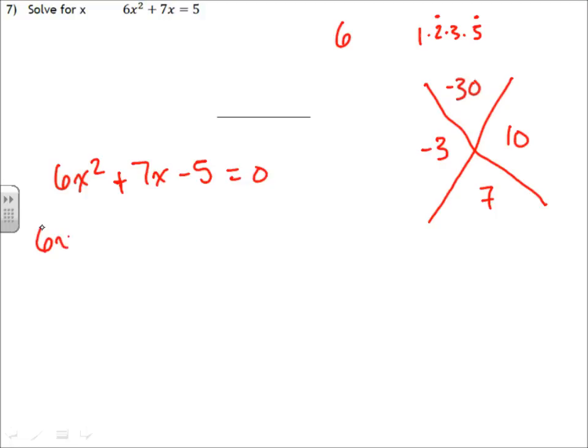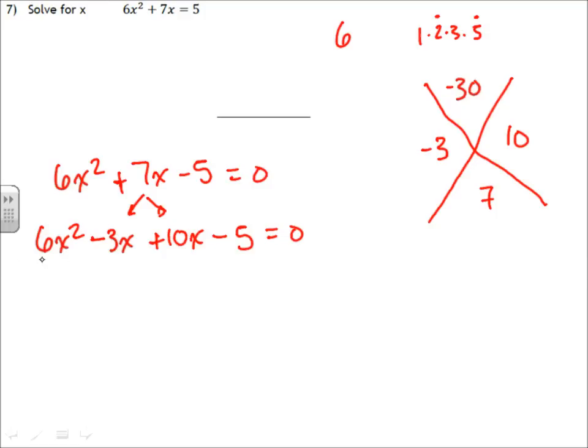So this will become 6x squared, and instead of writing 7x, we're going to split it. And again, the purpose of this was to figure out how to split it up. So I'm going to write this as minus 3x plus 10x. Notice that's exactly 7x, so I haven't changed the value or changed this equation, and that equals 5.